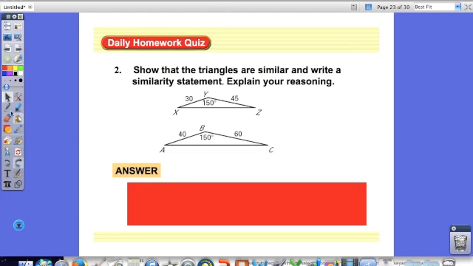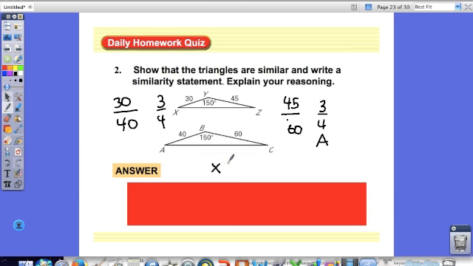Okay, and for problem number 2, show the triangles are similar and write a similarity statement. So I have a side, angle, and a side. I can see that that included angle is congruent. 30 over 40, that's a ratio of 3 to 4. 45 over 60, they're both divisible by 15. That's a ratio of 3 to 4. So we have side-angle-side, and triangle XYZ is similar to triangle ABC.